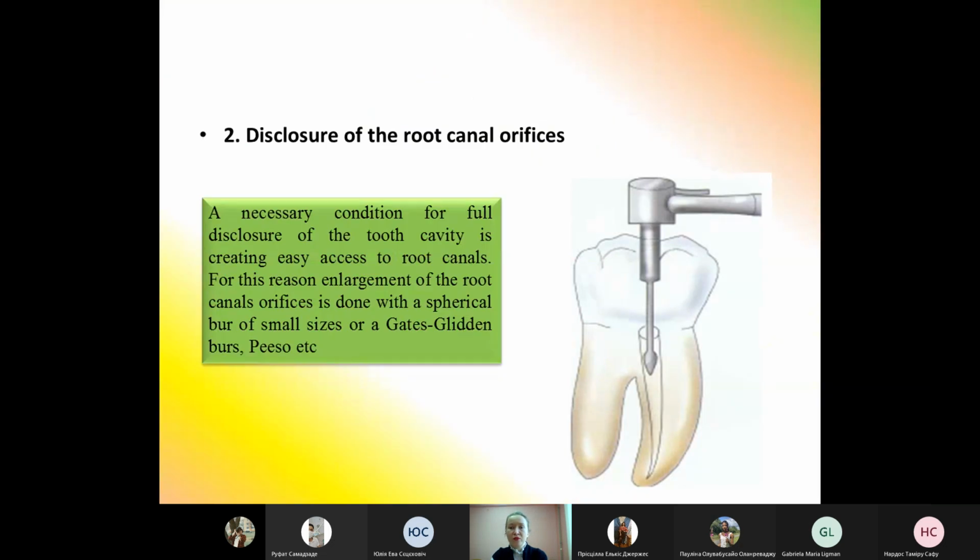So disclosure of the root canal orifices is a necessary condition for full disclosure of the tooth cavity and for the stage of creating access to root canals. For this reason, enlargement of the root canal orifices is done with a spherical burr of small size or a specialized burr, Gates-Glidden or piezo-largo.